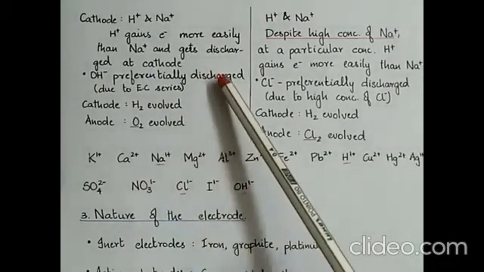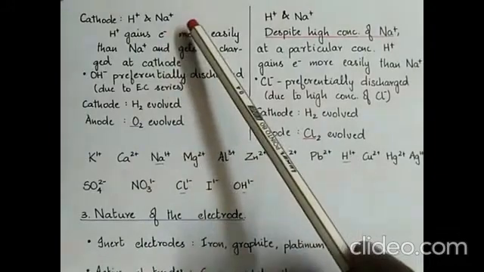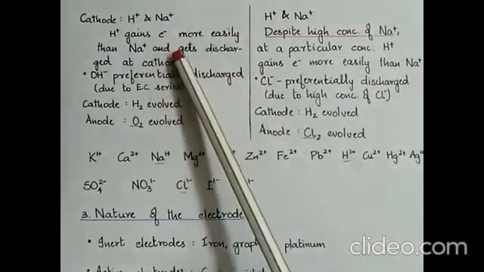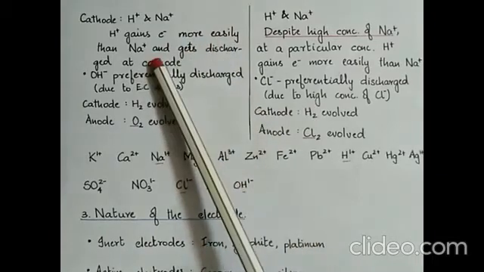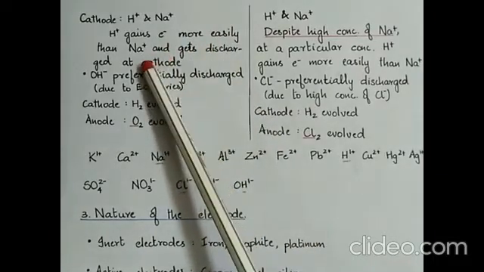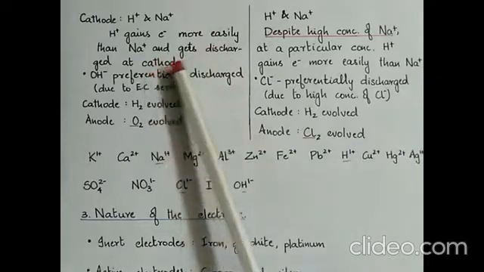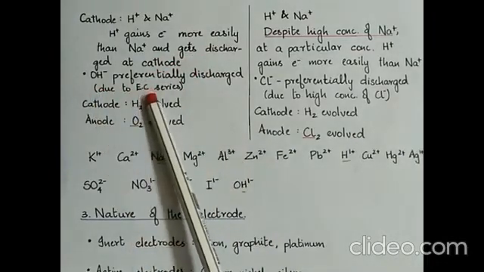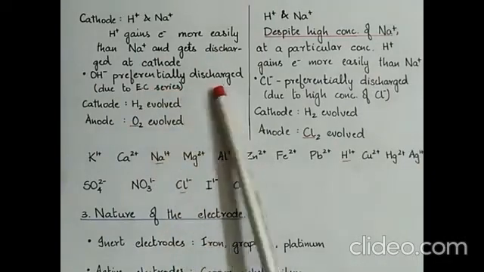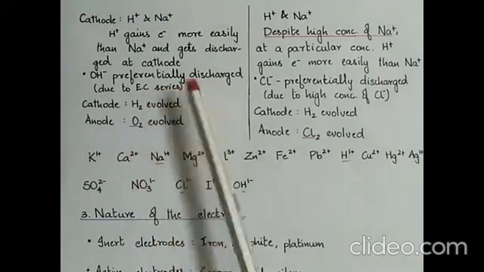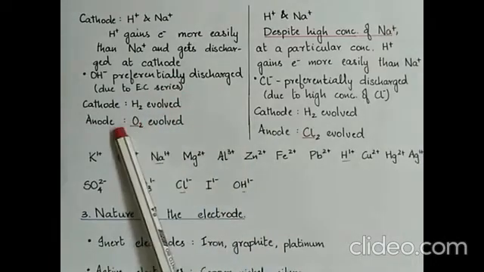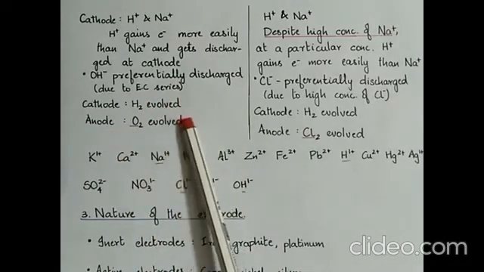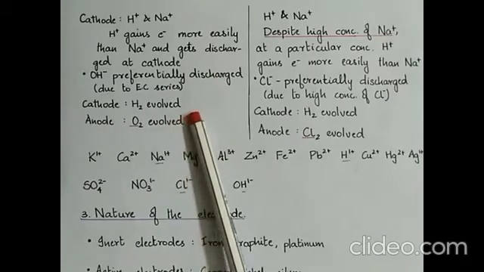In dilute NaCl, the H plus ion and Na plus ion move towards the cathode. The H plus ion gains electrons more easily than Na plus ion, because of the dilution, and gets discharged at the cathode. The hydroxyl ion moves towards the anode and preferentially gets discharged due to its position in the electrochemical series. So at the cathode, hydrogen is evolved and at the anode, oxygen is evolved, which in detail we'll study when we are doing electrolysis of acidified water.